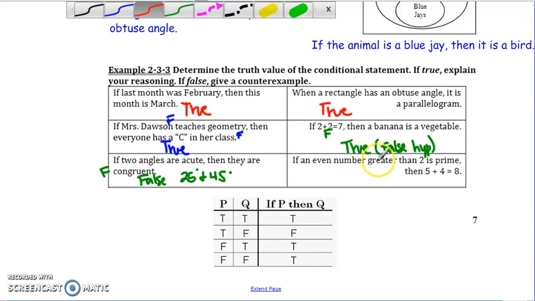On this last one, an even number greater than 2 is prime. So we have an even number that's greater than 2 that's prime? Yeah, so this is true. Okay, or sorry, false. This first part is false because an even number is never prime. So because this first part's false, we're automatically true. Again, that goes back to these special ones where P is false, so our if-then statement is true. Okay, and we'll practice more of those.